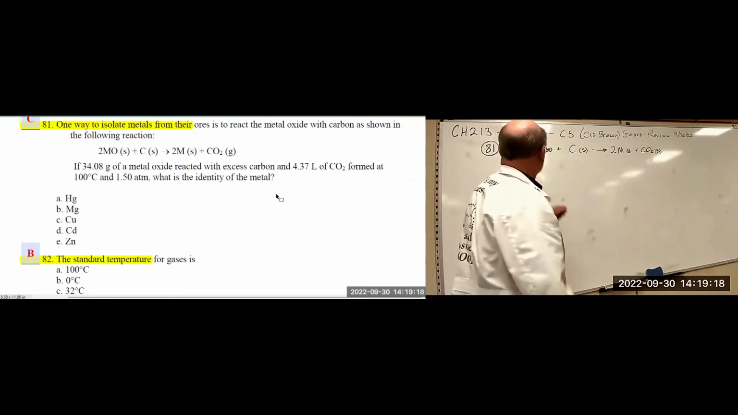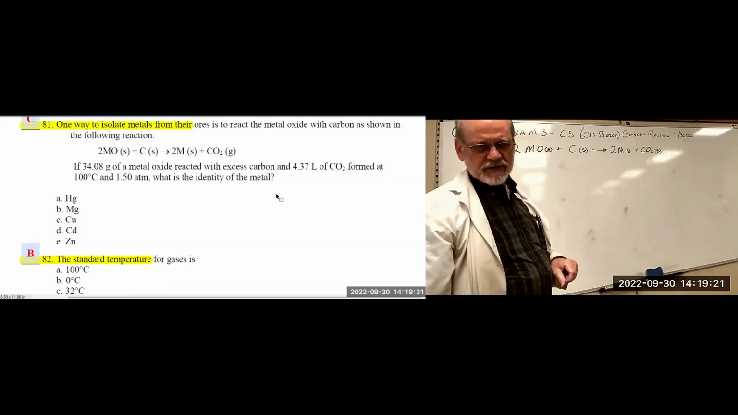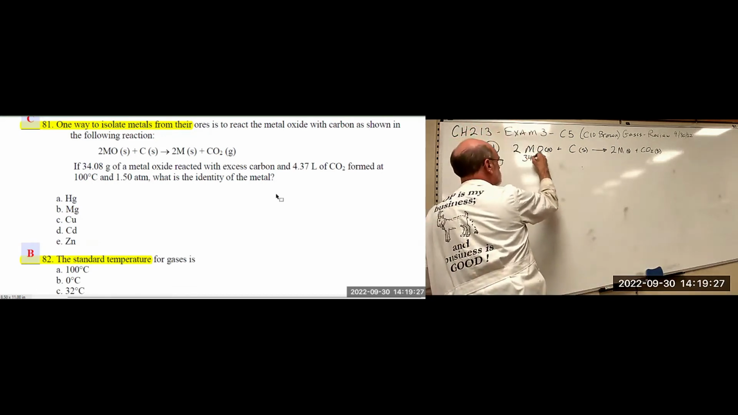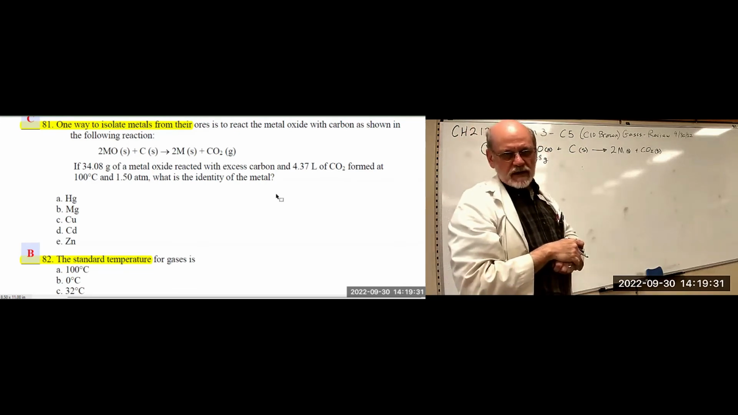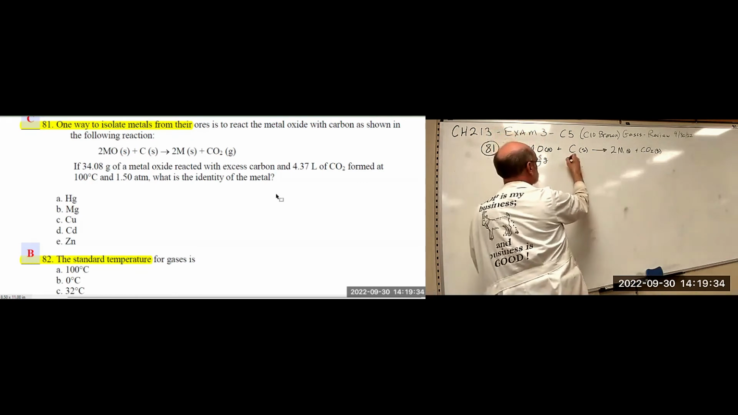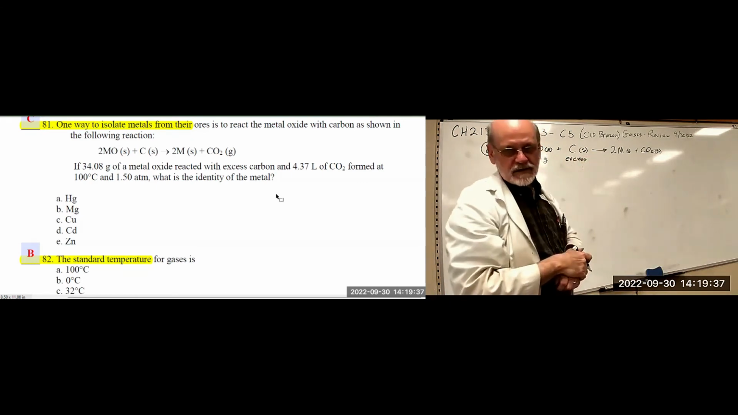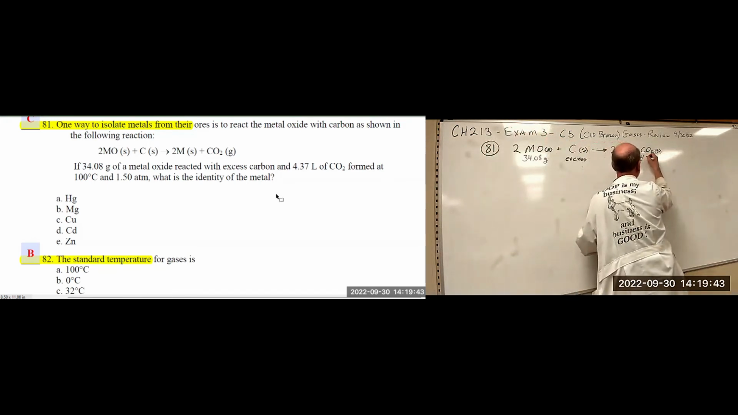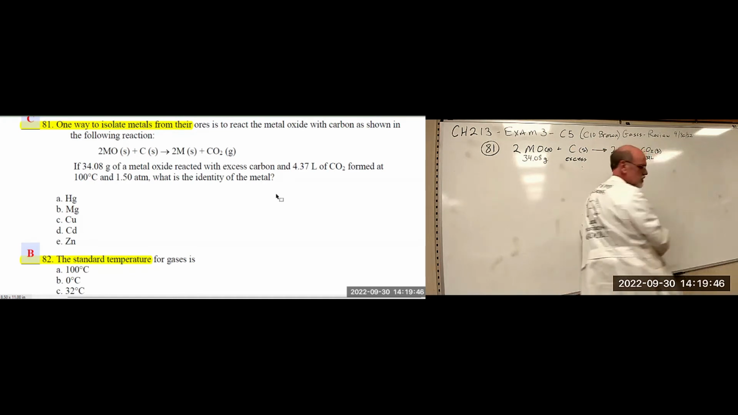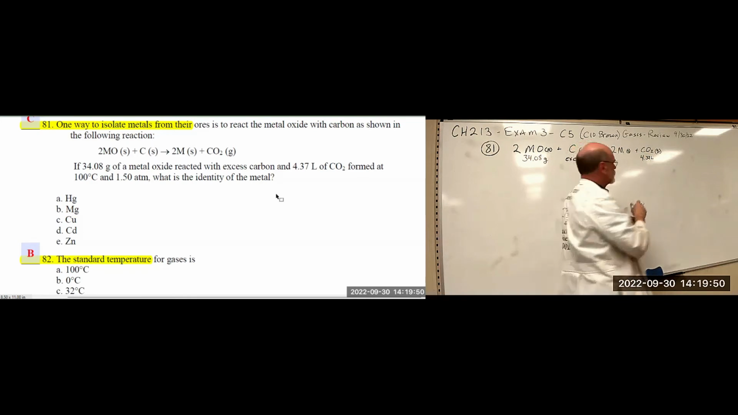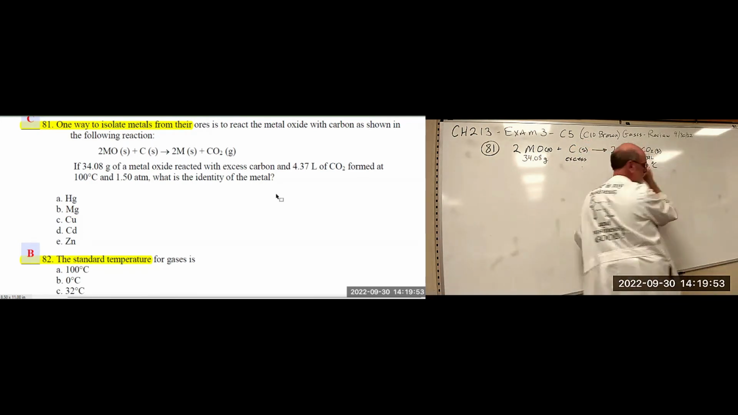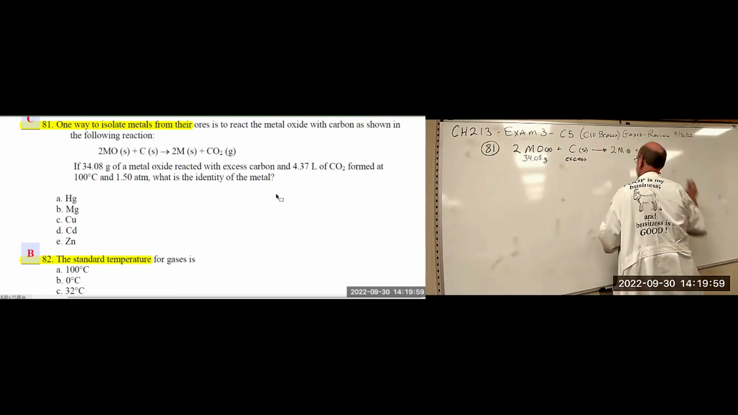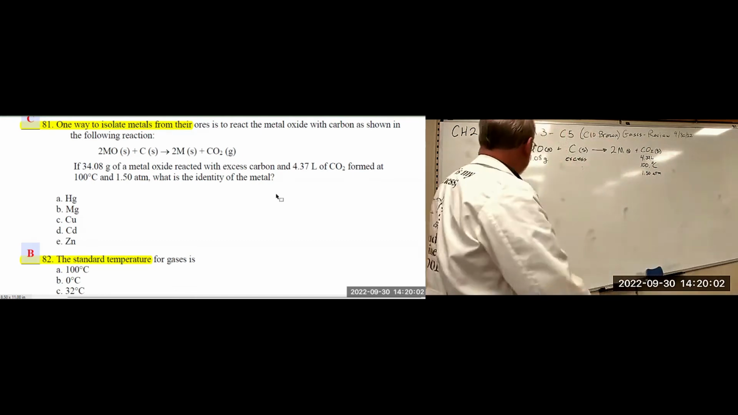And what's the identity of the metal? What else do they give us? 34.08 grams of this react with excess carbon, and 4.37 liters of CO2 is formed at 100 degrees C and 1.5 atmospheres. So we've got to get at that.